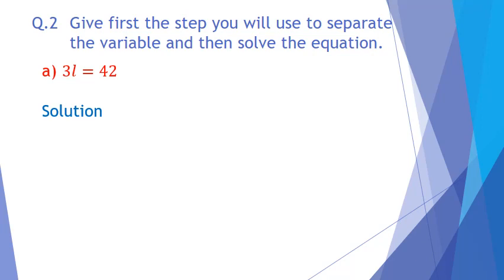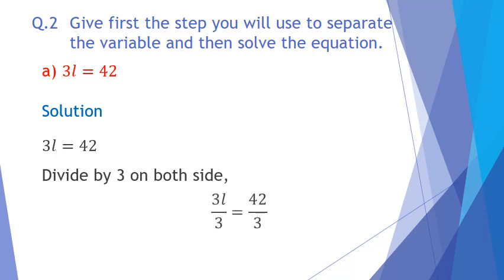Our question, 3L equal to 42. So 3 is multiplied with L. So to remove 3, you have to divide by 3. Whatever operation we are doing on LHS, the same should be done with the RHS also. So in this question, to get the variable alone on the LHS, we have to divide by 3 on both sides. So 3L upon 3 equal to 42 upon 3. After cancelling, we get L equal to 14.